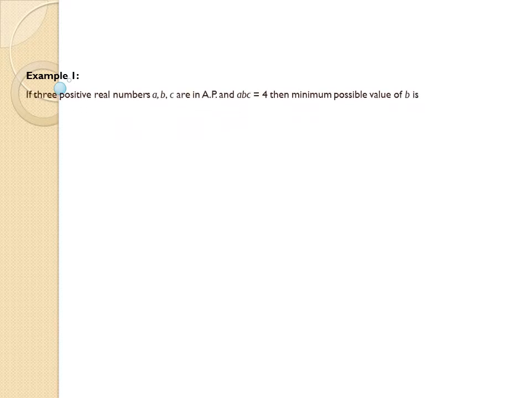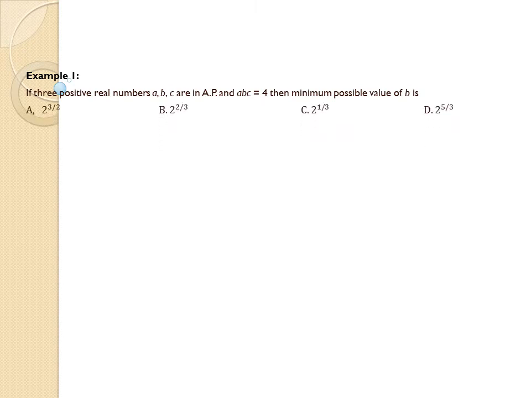First example: if three positive real numbers a, b and c are in AP and abc equals 4, then the minimum possible value of b is, and they have given 4 options: 2 to the power 3 by 2, 2 to the power 2 by 3, 2 to the power 1 by 3, and 2 to the power 5 by 3. Here I can see that they are considering three positive real numbers a, b and c which are in AP.